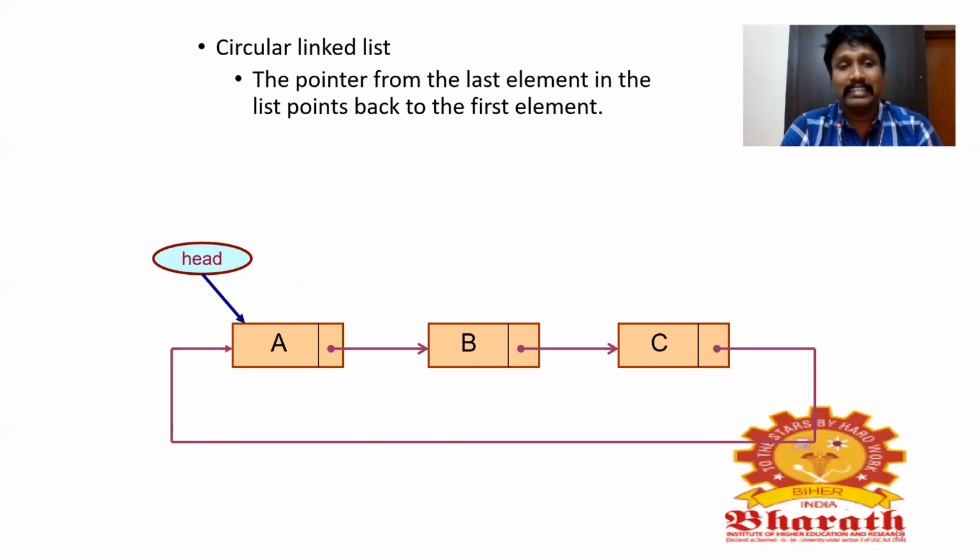So here, as I said about the circular linked list, the whole traversal should be in a circular way. How can it be done in a circular way?